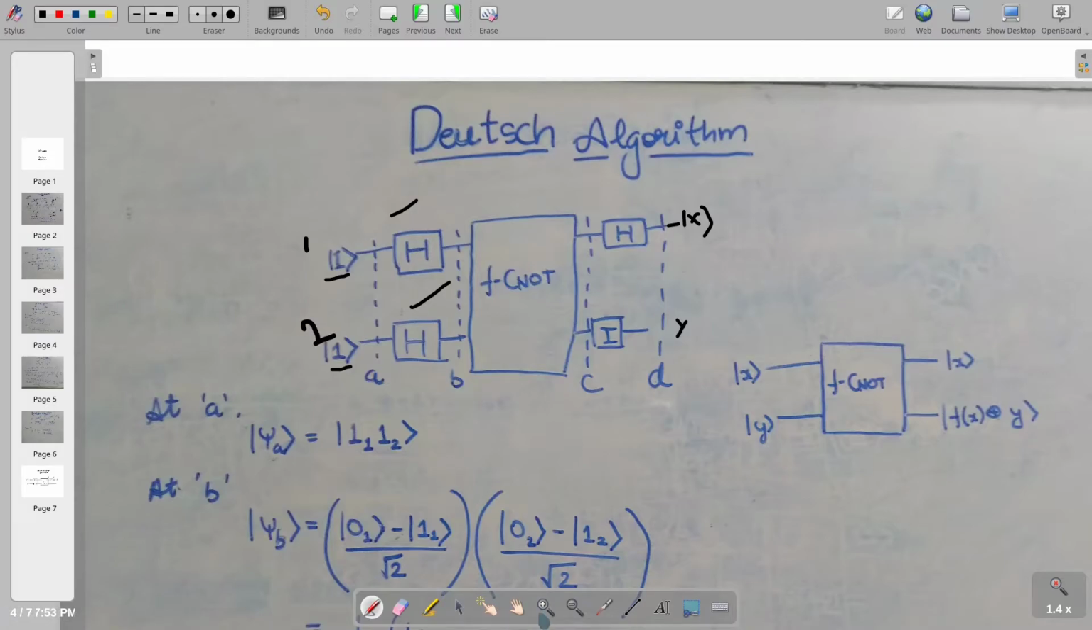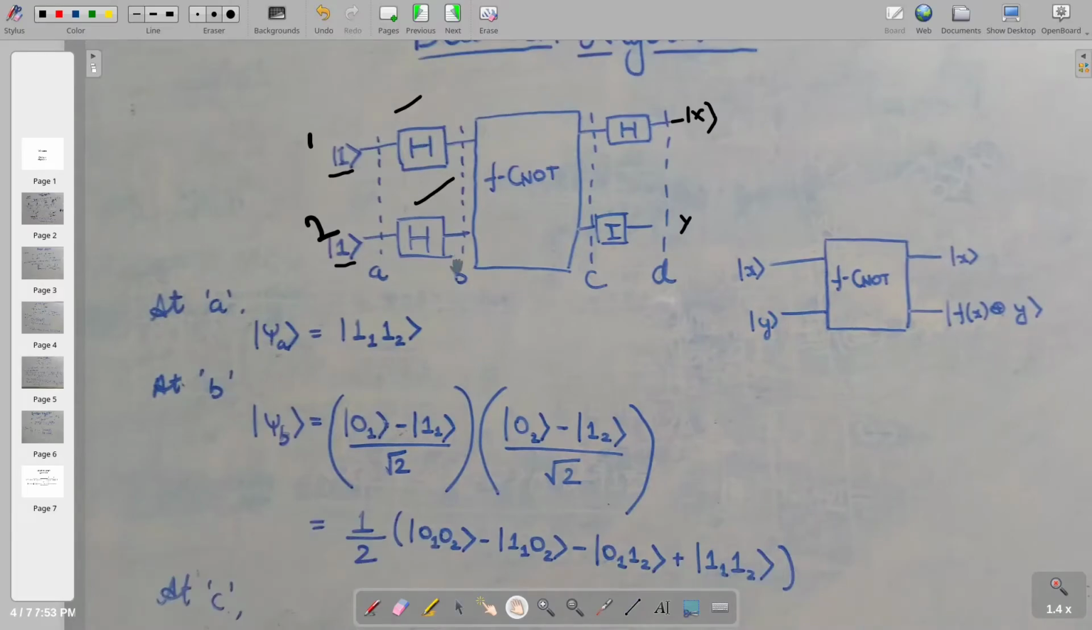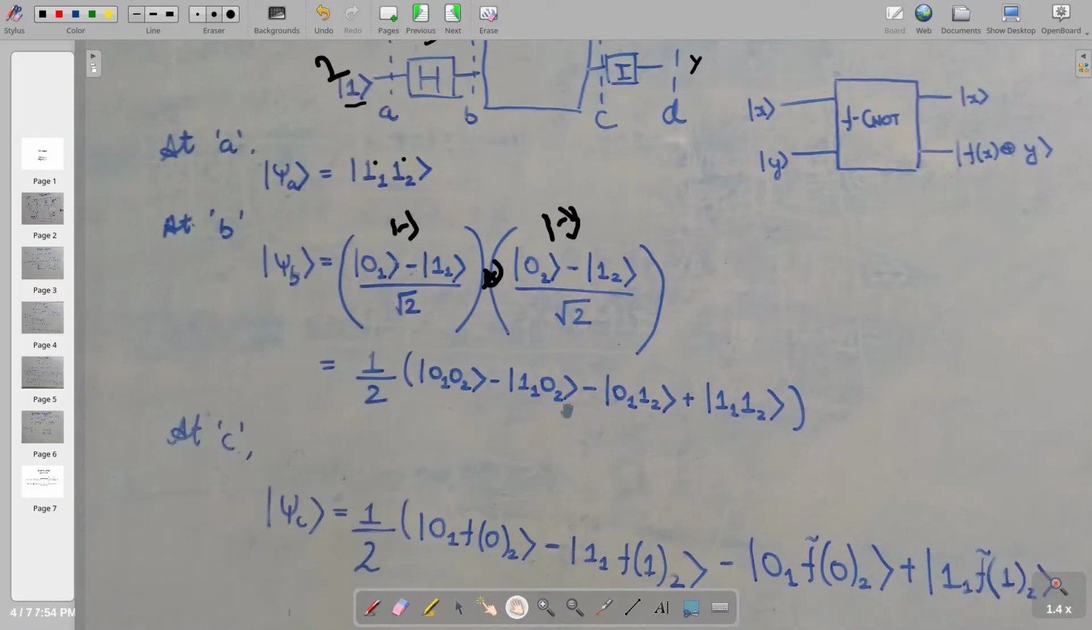So moving further, now we have point B. Here we just applied a Hadamard gate to these qubits. When we apply a Hadamard gate to this qubit, it will give us 0 1 minus 1 1 by root 2, which we know is nothing but the minus state. And when we apply the same on this second qubit, we get 0 2 minus 1 2 by root 2, which is nothing but the minus state again. But they are on different wires, therefore different subscripts. When we apply the tensor product to them and we solve it, we obtain this value, 1 by 2 0 1 and so on.